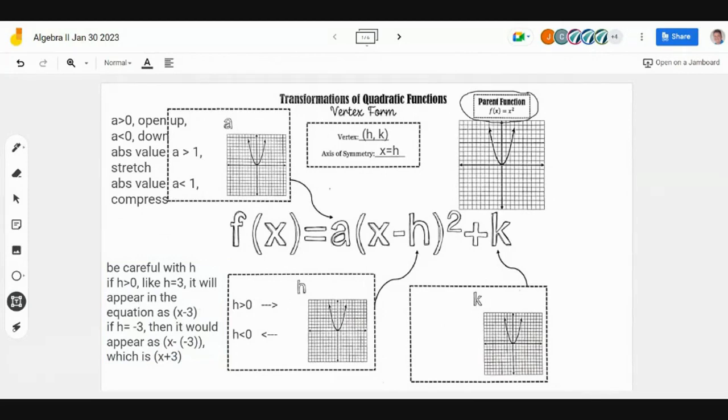Down here, let's look at the K, which is afterwards. K is greater than 0, and K is less than 0. Let's look at the two options there. If K is greater than 0, then it's going to move up. If it's less than 0, it's going to move down. Just a translation up or down. So let's look at some of those samples.